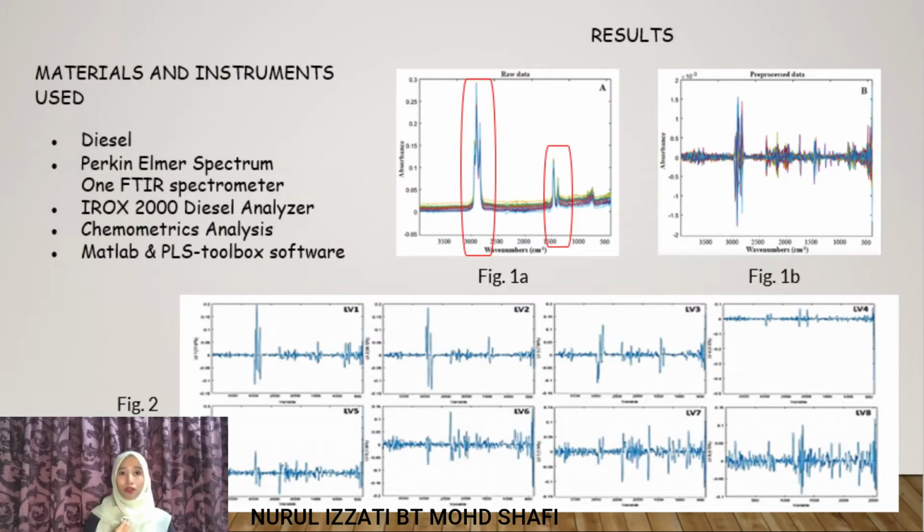For materials, this journal only used diesel, while the instruments used are the Perkin-Elmer Spectrum 1 FTIR spectrometer, IROS 2000 diesel analyzer, chemometric analysis, and MATLAB and PLS Toolbox software.